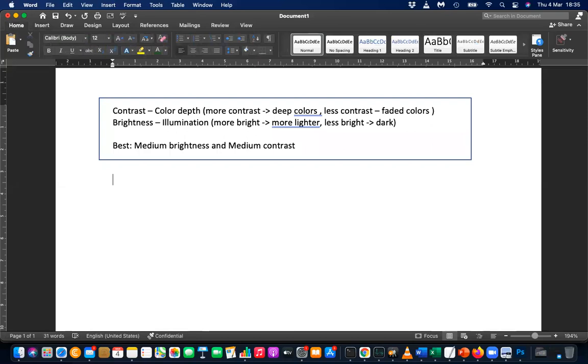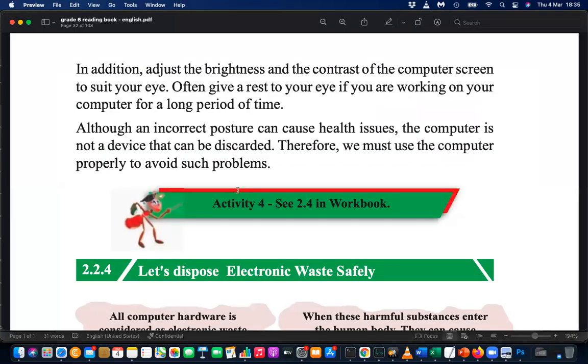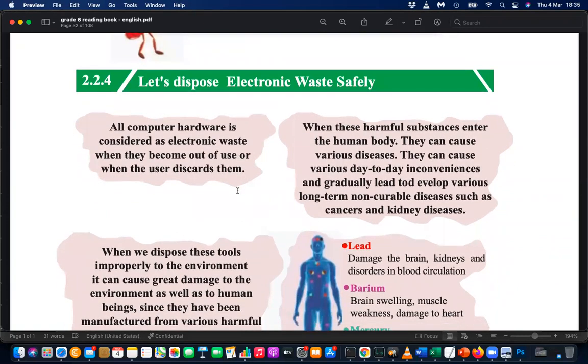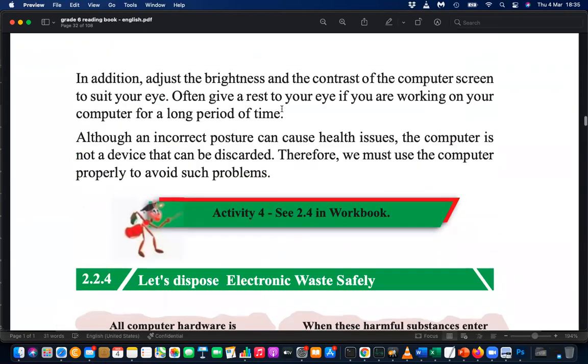Okay, so let's move to the next one. The last is, let's dispose of electronic waste safely. This is the last part of this lesson. So what is electronic waste, right? What is electronic waste? Do you have electronic waste in your home? If so, how many kilograms?